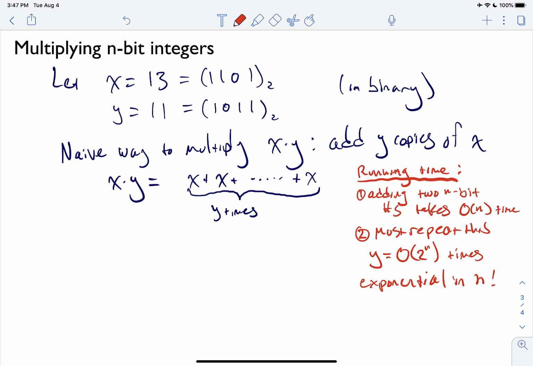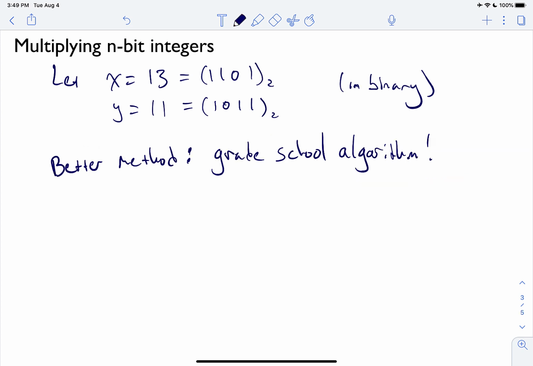And how big is y? Well, y can be as large as 2 to the n. The total is then going to be roughly n times 2 to the n, on the order of n times 2 to the n, which of course is exponential in n and not particularly desirable. A much better method is the quote-unquote grade school algorithm, the one you learned when you probably were in 1st or 2nd grade.